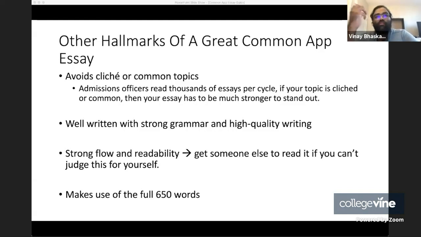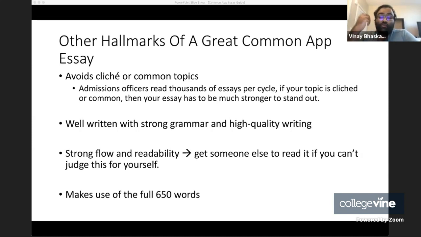Now, the way to think about this is that admissions officers read thousands and thousands of essays per cycle, literally 30, 40, 50 essays per day, Common App essays alone. So if your topic is cliched or common, it's just human nature that they're going to get tired of reading about the same thing. Accordingly, if you're going to write about a common topic, say sports or moving between states or something like that, your essay is going to have to be so much stronger to stand out in the admissions process, right?